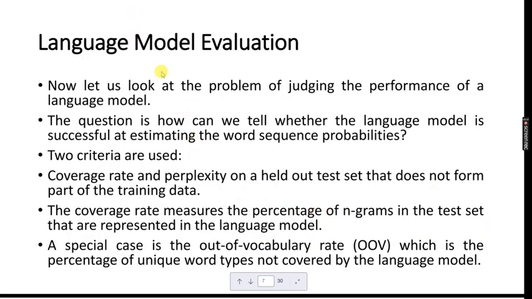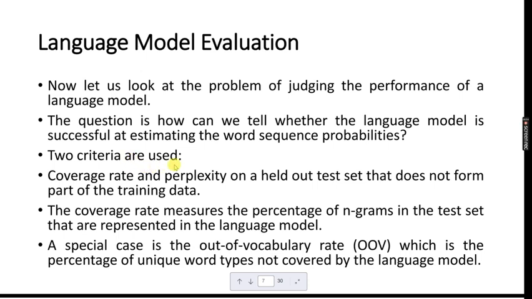So next we will see the language model evaluation, how this language model will be evaluated. That is, how can we say that this model is good, or best, or average, or not relevant? So how can we evaluate it?